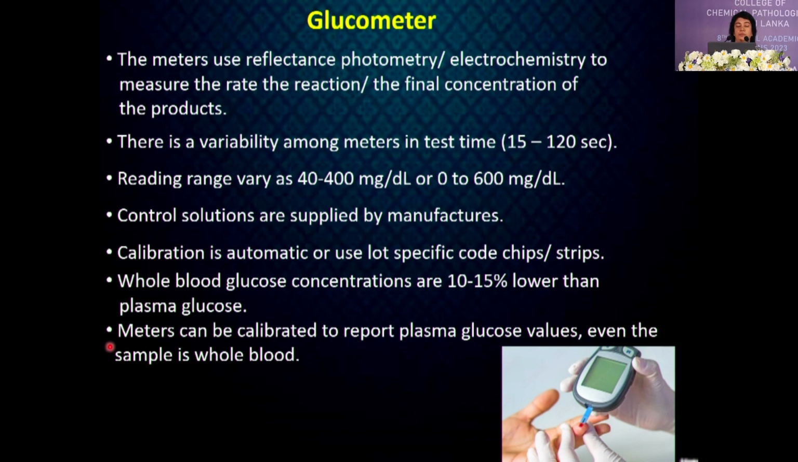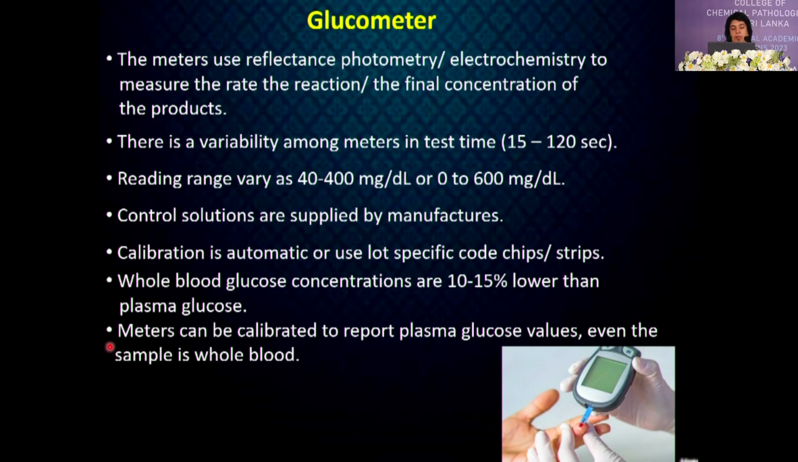Now we will move on to glucometers. Glucometers use reflectance photometry or electrochemistry to measure the rate of the reaction or the final concentration of the product. The testing time and the reading range vary between glucometers. Usually the manufacturer will provide the control solution, and the calibration is automatic or uses lot-specific code chips or strips.